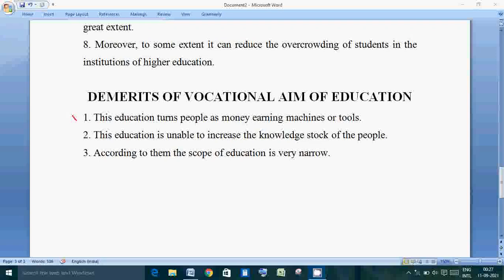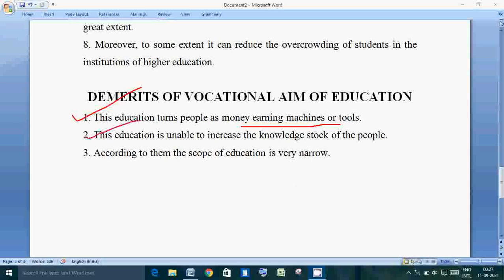So, the first point under the demerits of vocational aim of education is this education turns people into money earning machines or tools. And this is the demerit of vocational aim of education.